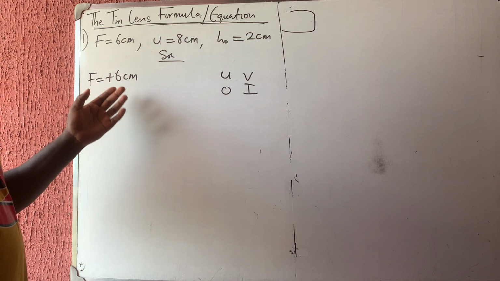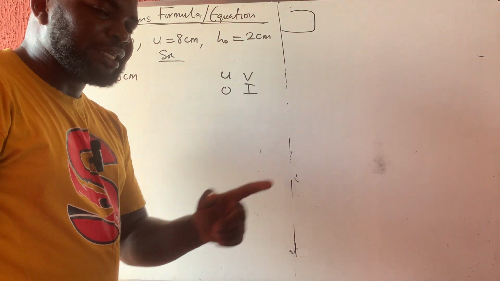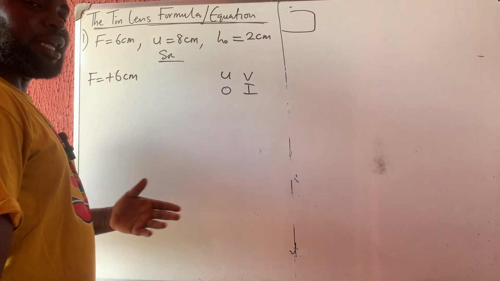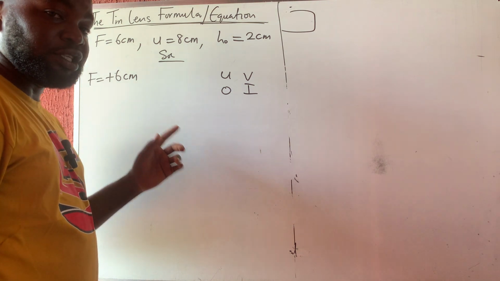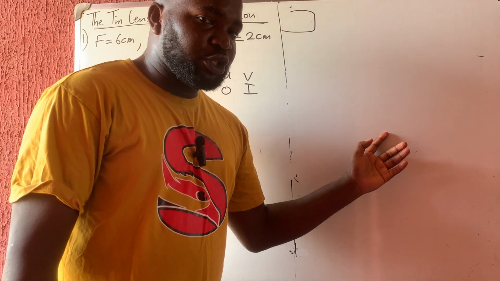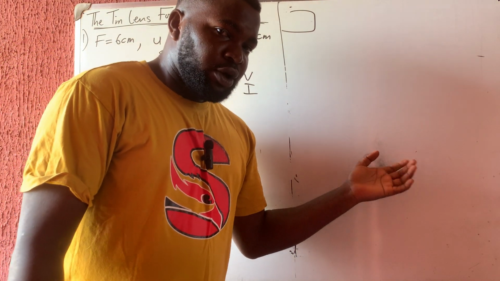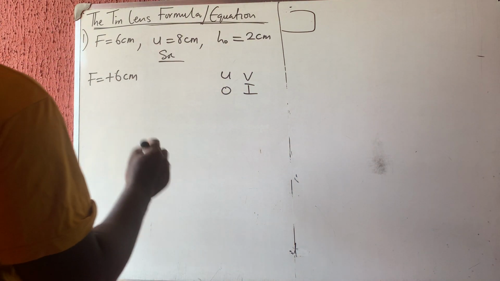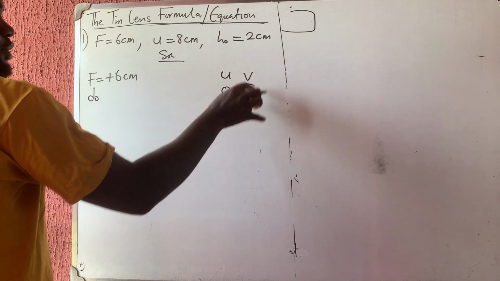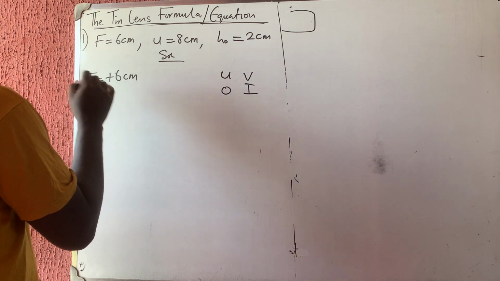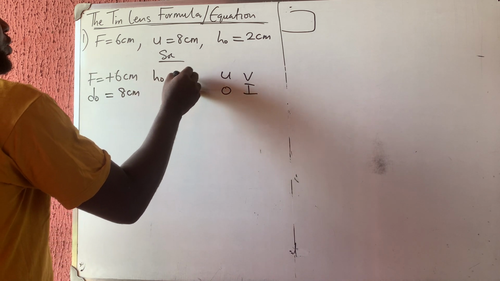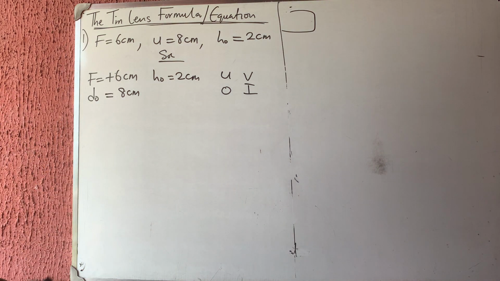Once you have seen that your f is positive, then you should know that this is a converging lens or a convex lens. If f is positive, then it is converging or convex. But if it is negative, then it is diverging or concave. That's the first thing you need to know. Now, they gave me u, which stands for do, as 8 cm, and my ho as 2 cm.